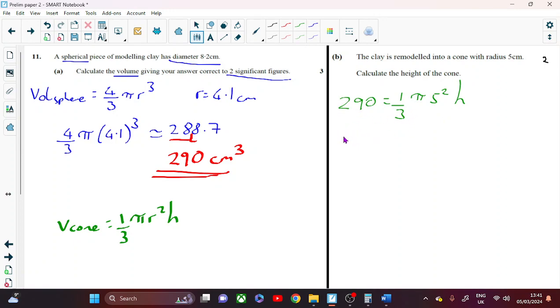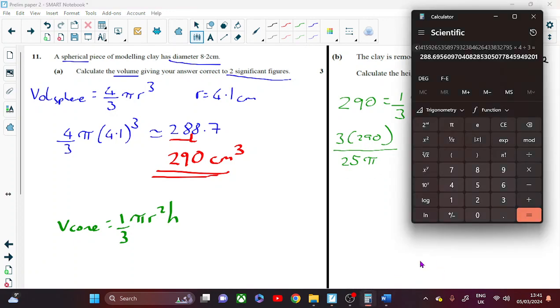So I'm going to tidy up. This third is dividing the whole top, so it'll multiply on the other side. So I've got 3 times 290. I'm going to divide by my 25 and my pi, and that'll give me my h value.